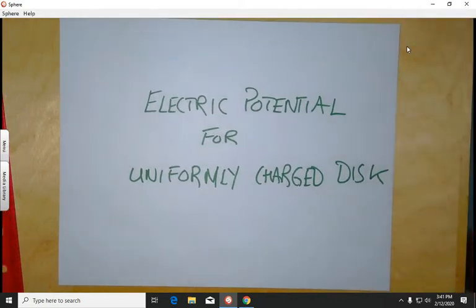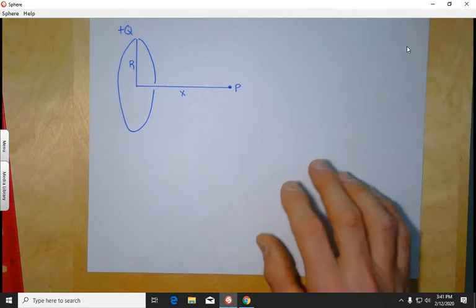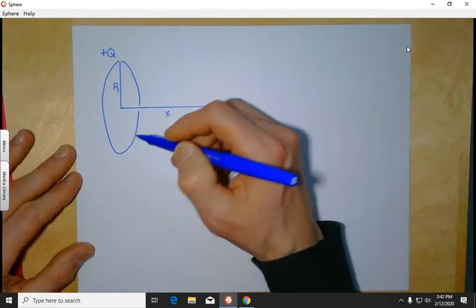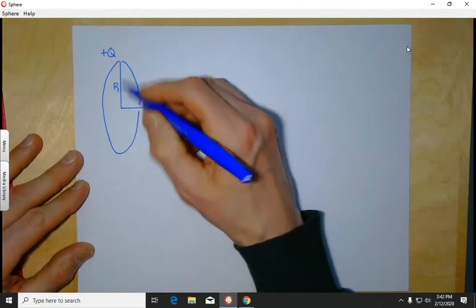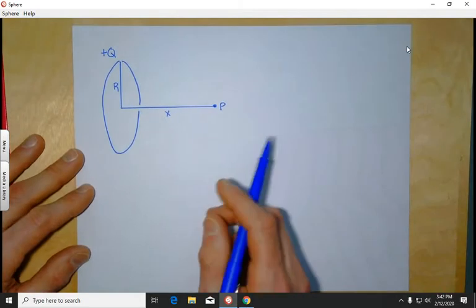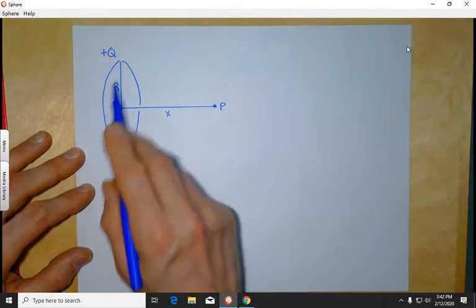Okay, hello again. In this video I am going to show you how to derive an expression for the electric potential for a uniformly charged disk. So let's start off with a picture of the disk. I'm going to draw a disk here from the side view. The radius of the disk is going to be r, and we're going to put a charge plus q on this disk.